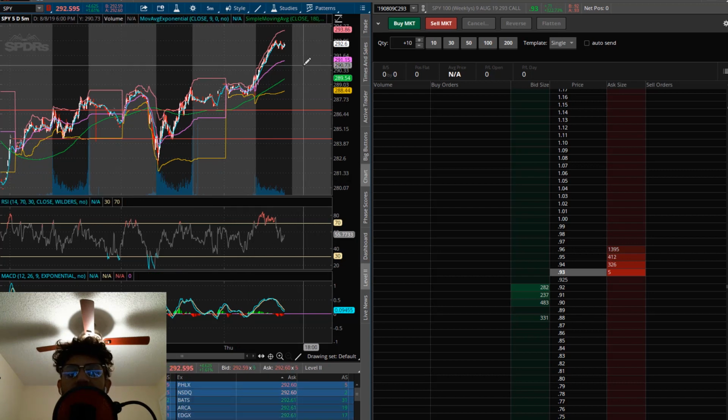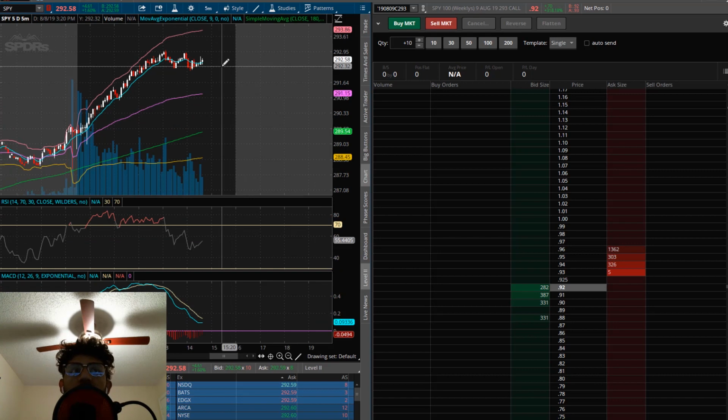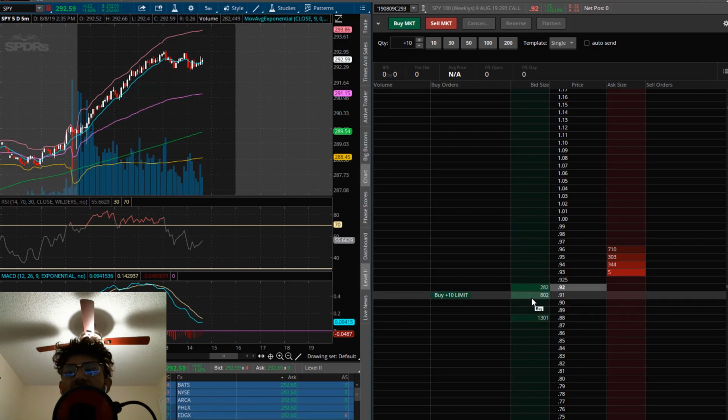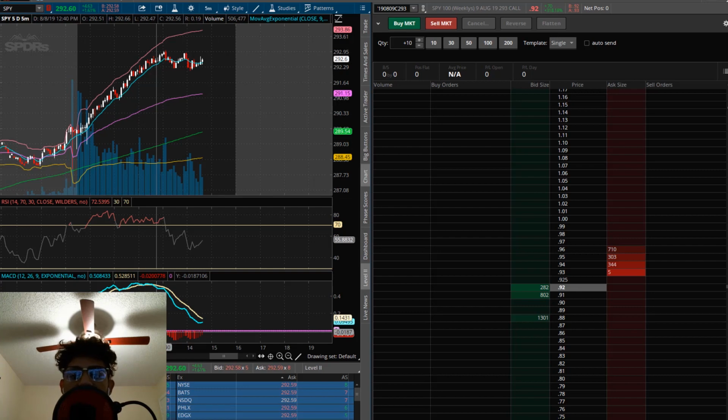Now, again, we're trading weekly options. The theta burns quickly on those. So if your option moves sideways or even downwards, you're just going to continue losing because theta is going to continue burning your contract, which is why, like I said, you want to have your stop loss. If things start looking bad, just cut your losses, get out, right?